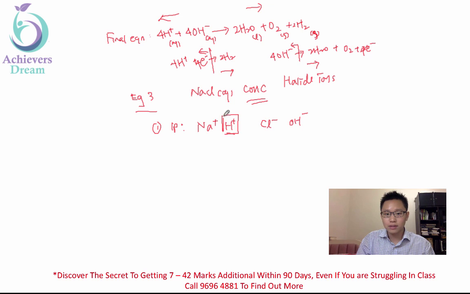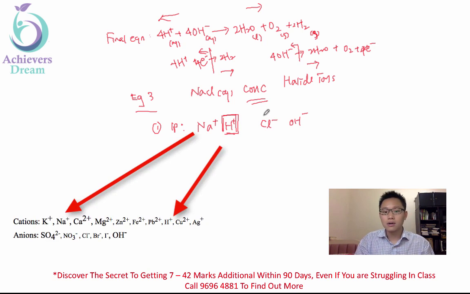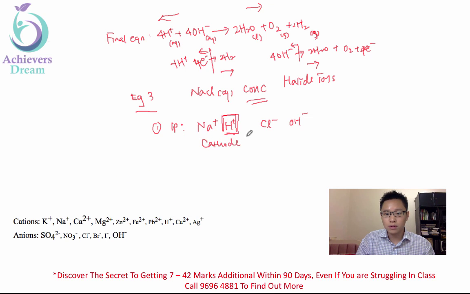And this H+ gets discharged at the cathode, whereas at the anode, who gets discharged? Cl-, instead of OH-, gets discharged, according to the table I drew just now. Cl- will get discharged because there are a lot of them. There are a lot of them because it's concentrated. So in this instance, Cl- gets discharged. This is just a small difference, so please do take note.